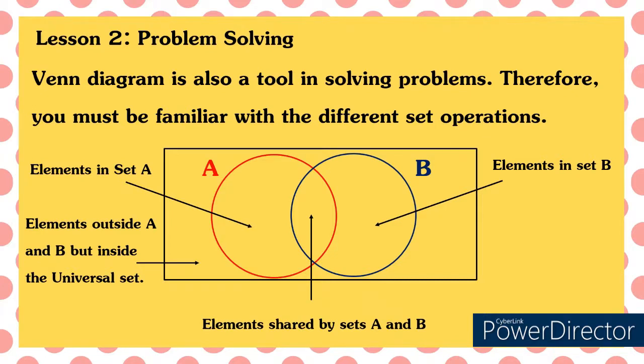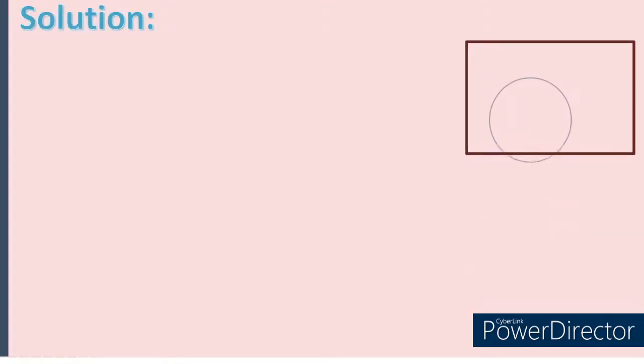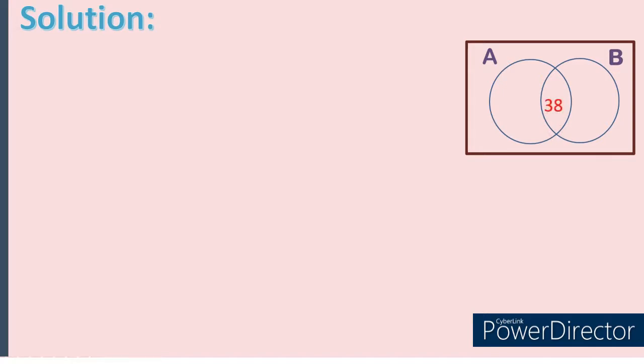Okay. So at least one of these beverages, how many people visited the shop? Okay, so these are the given. Okay. Next, for the solution, okay, so we have here a Venn diagram. So set A represent winter melon. And set B represent the salty cream. Okay, so meron tayong 38 na nag-choose ng o may like ng winter melon and salty cream.